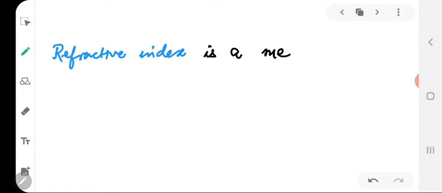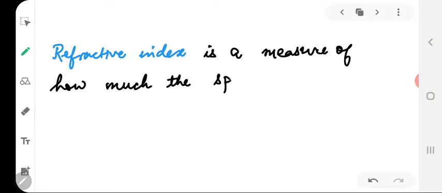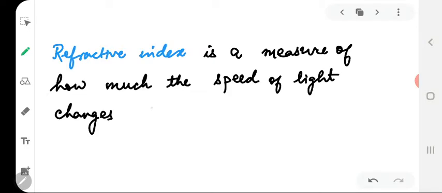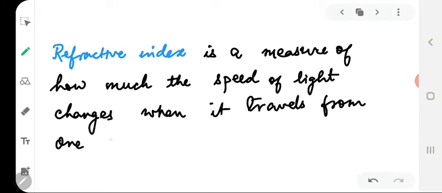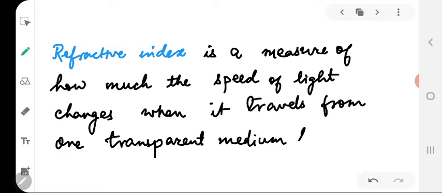So, we can understand that refractive index is a measure of how much the speed of light changes when it travels from one transparent medium to other.